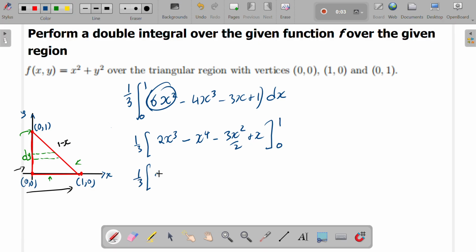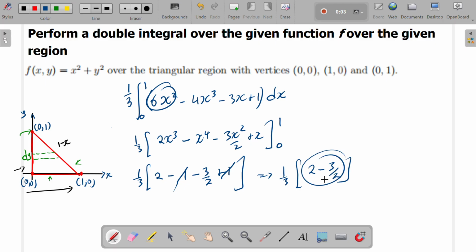So plug in 1 here, you're going to have a 2 minus a 1 minus 3 over 2 plus a 1 like this, and that cancels out, right? So this is 1 over 3. Then on the inside you have 2 minus 3 over 2, right? So make this a single fraction, or when you work it out, so this will be 1 over 3.